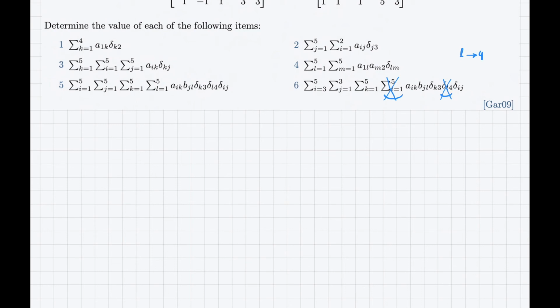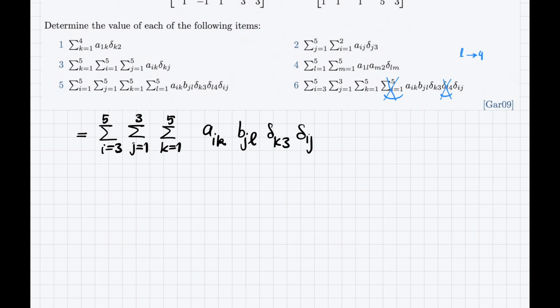So what I do, I rewrite this expression. So this becomes sigma i goes from 3 to 5, and then sigma j goes from 1 to 3, and then I have sigma k goes from 1 to 5. Yes, if I just copy and paste everything, it becomes a i k b j l delta k3 and delta ij. But I told you that you need to replace l with 4 everywhere, and there is only one place that I have l, so I have to replace it with 4. Yes, so I erase it and write 4 here.